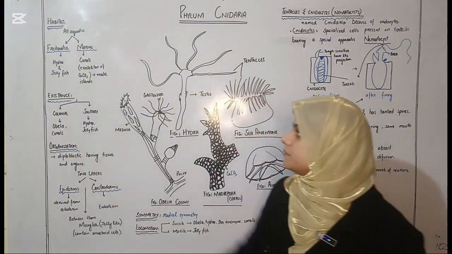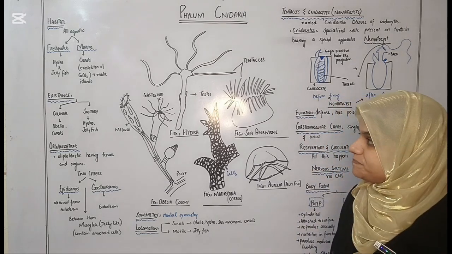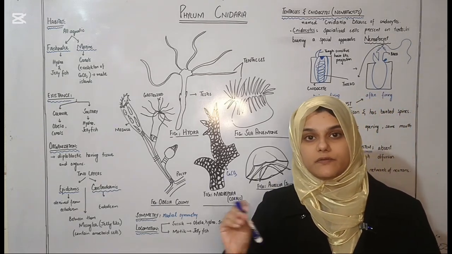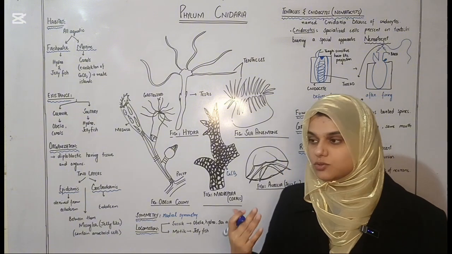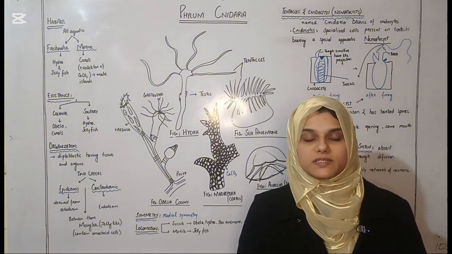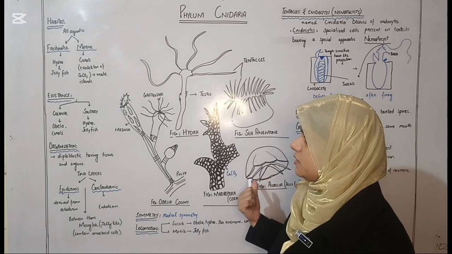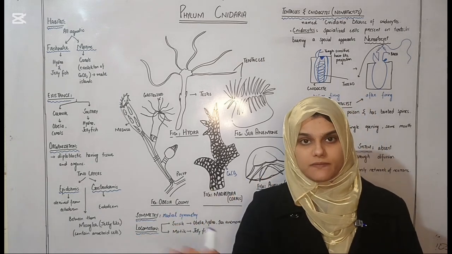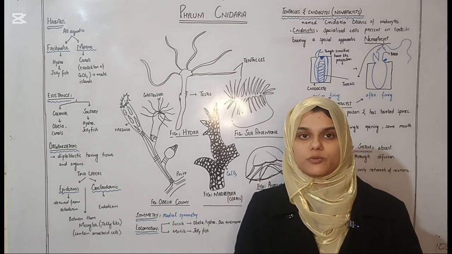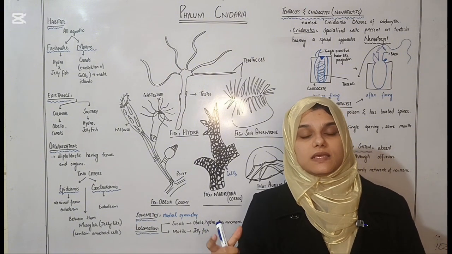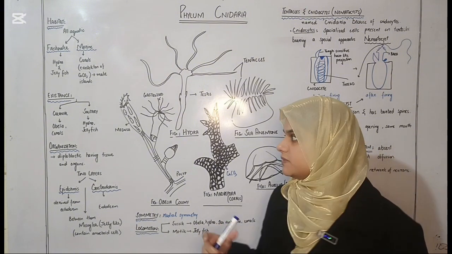And now come to the existence of this phylum, that is, how they live. Either they live as an individual organism or they make colonies. So they are present in both forms. They can be present as individual organisms in the case of hydra and jellyfish, individual organisms having their own mode of locomotion and all their own life activities. And they can even be present in colony form, that is Obelia.